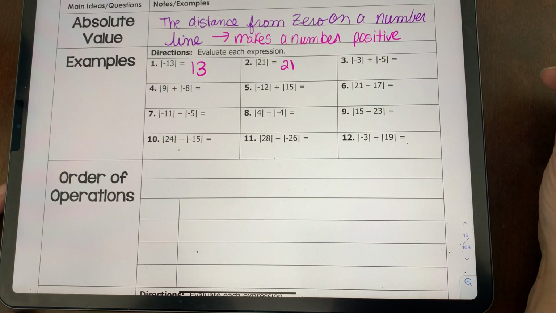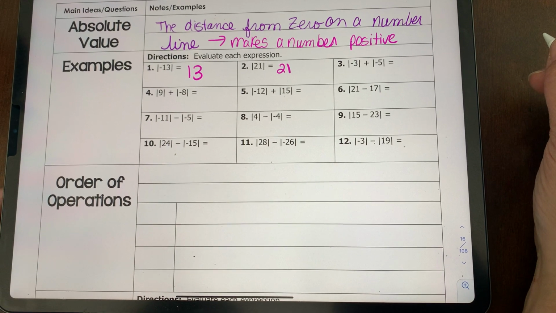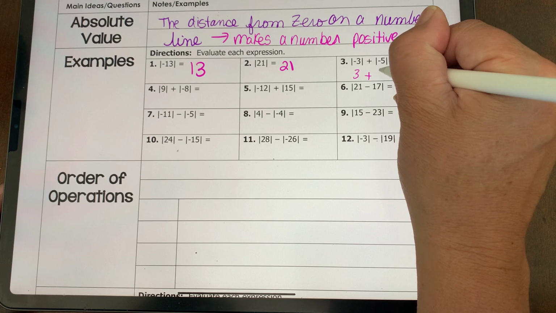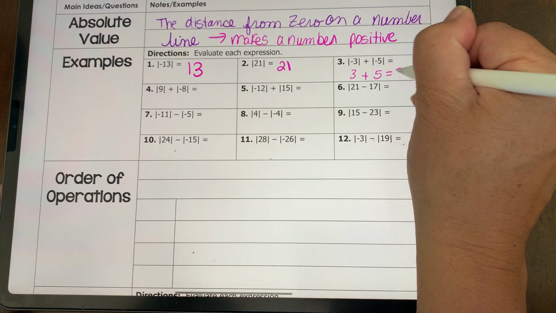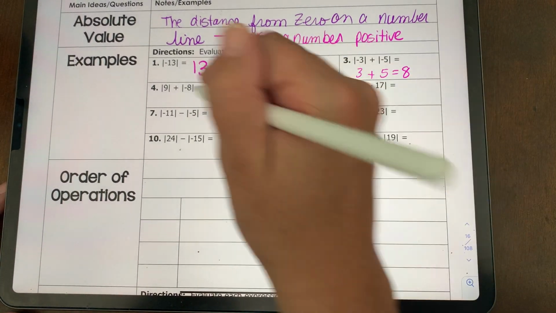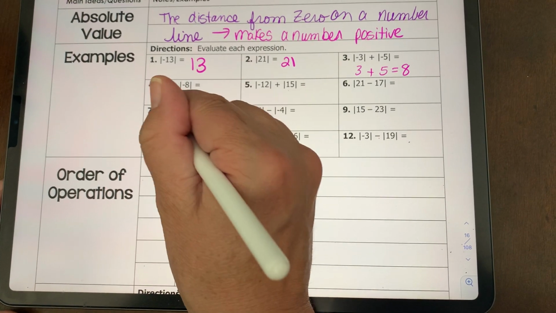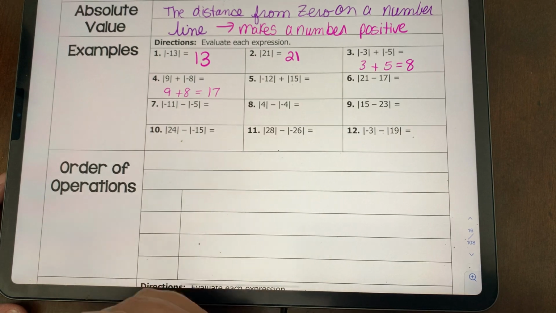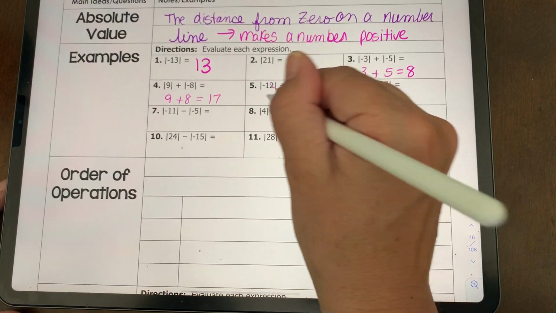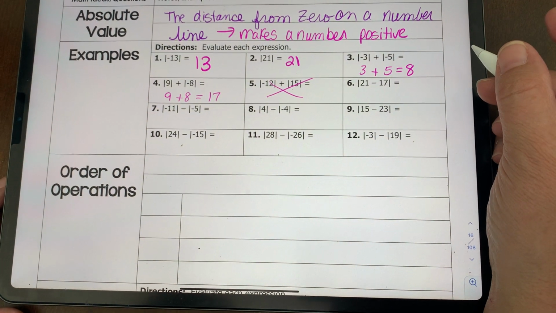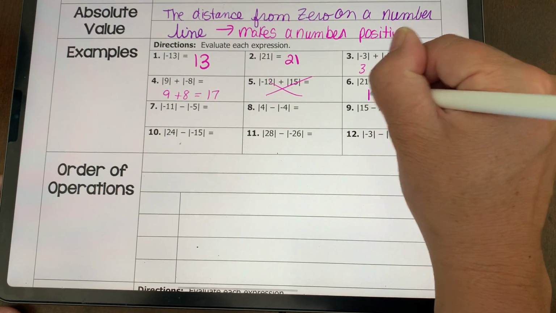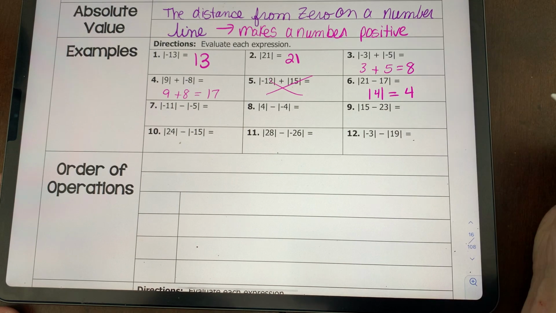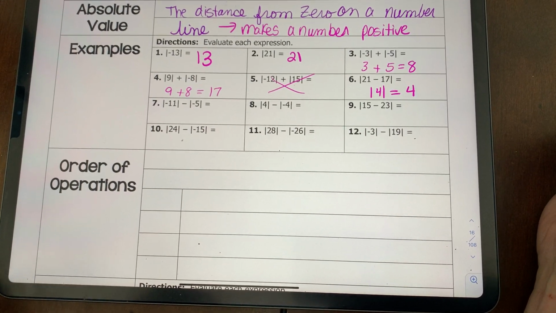Okay. So on number 3, you would do order of operations first. The absolute value of the negative 3 is 3, plus the absolute value of negative 5 is 5, so my answer is 8. Okay. And if you look at number 4, you would have 9 plus 8, so that's 17. Okay, we don't need to look at 5, but if you look at 6, this is where this is different. You would do the inside first, so that's the absolute value of 4, which is 4. You do not do them separately.